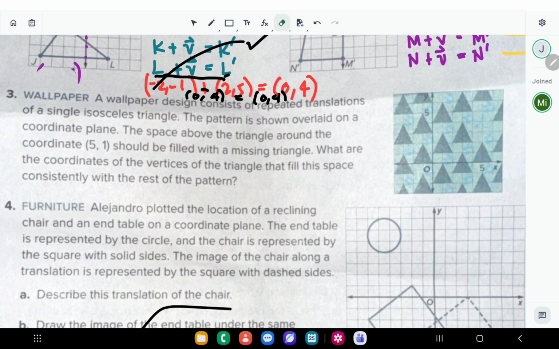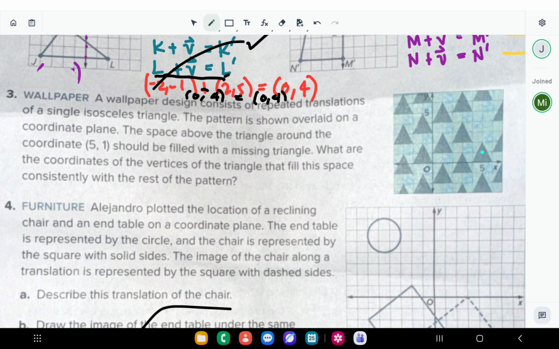A wallpaper design consists of repeated translations of a single isosceles triangle. The pattern is shown overlaid on a coordinate plane. The space above the triangle around the coordinate 5, 1 should be filled with a missing triangle. What are the coordinates of the vertices of the triangle that fill this space consistently with the rest of the pattern? Okay, so this type of pattern is a repeated translation of an isosceles triangle.